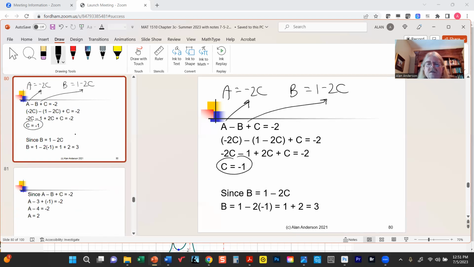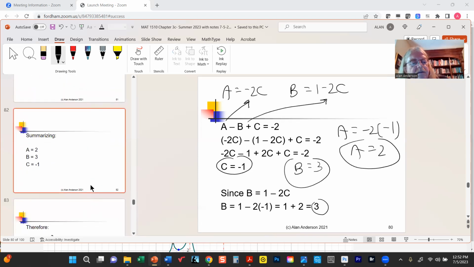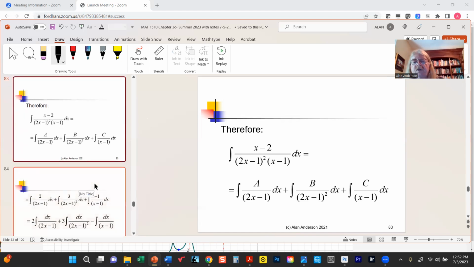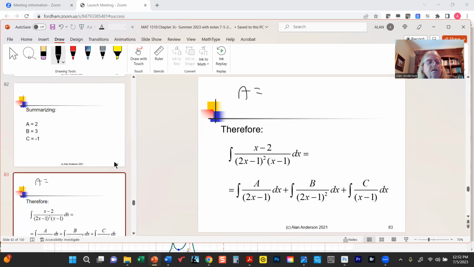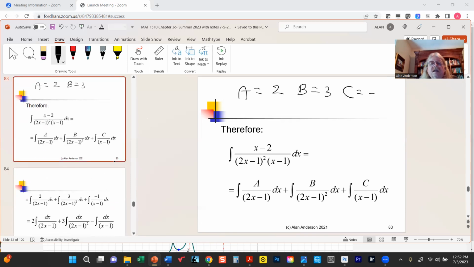Once we have that, obviously these others are done too, because b is 1 minus 2c, 1 minus 2 times negative 1, or just 3. And of course, that implies that a equals negative 2 times negative 1, or just positive 2. That's really the worst part of all this, I think. So here's what we end up with. Now, we've already shown that this is correct. And so now we'll replace a with 2, b with 3, c with negative 1.